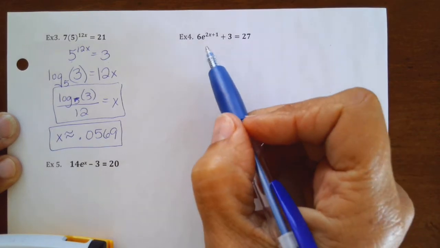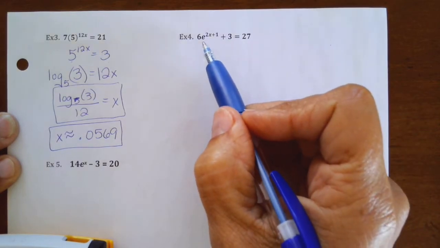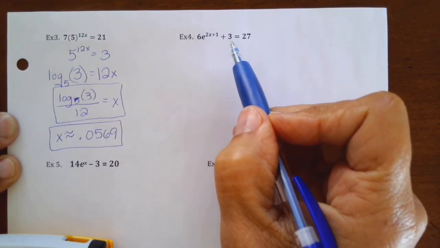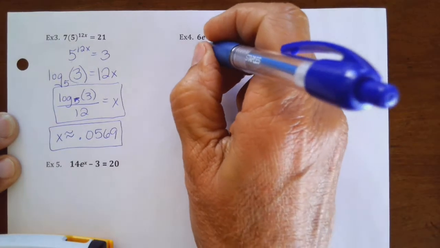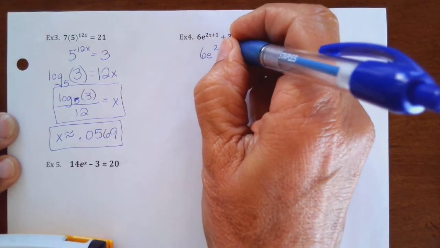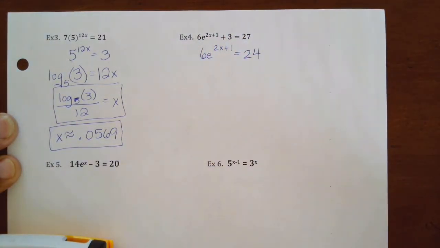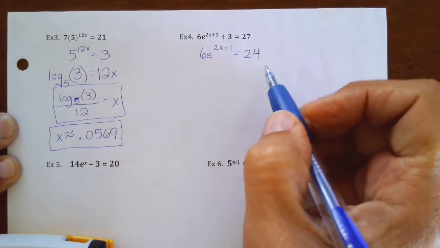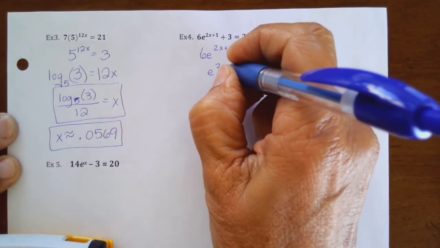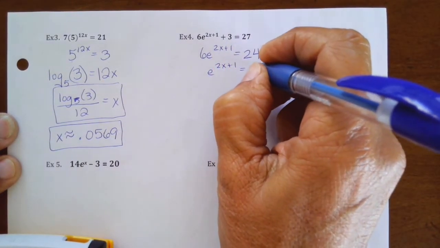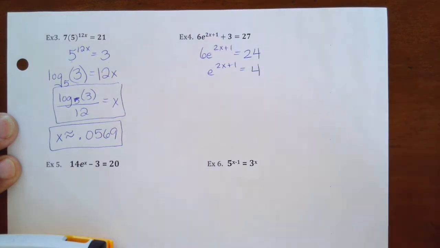All right, so we got a little bit of work to do because my base here is e. So I got to get rid of the 6 and the 3. So we're just going to do this regular algebra. So the first thing we're going to do is move the 3 over by subtracting it. So 27 minus 3 is 24. Then we're going to get rid of the 6 by dividing. 24 divided by 6 is 4.